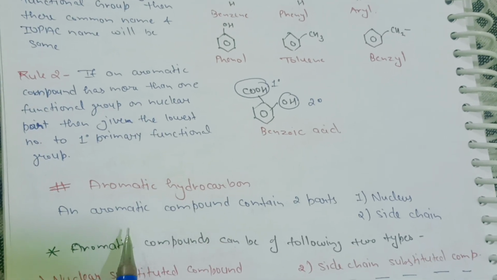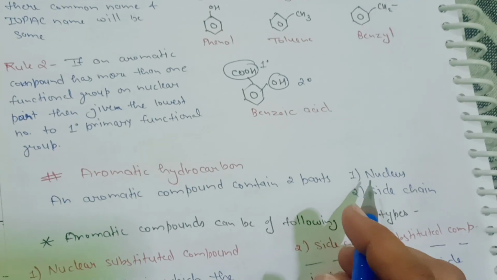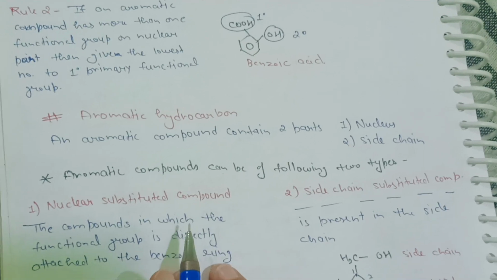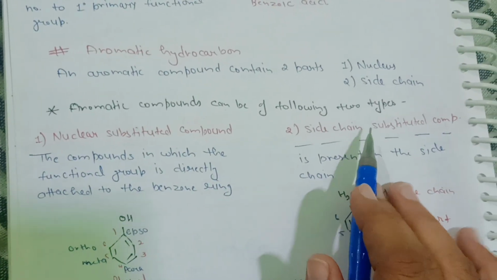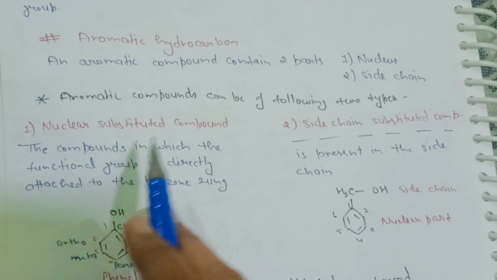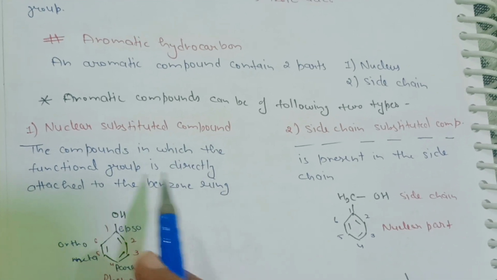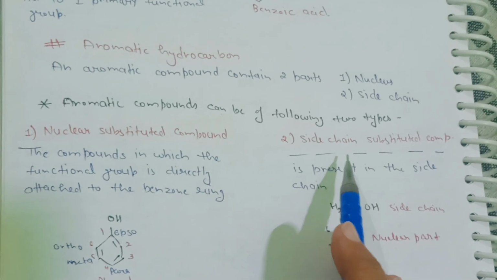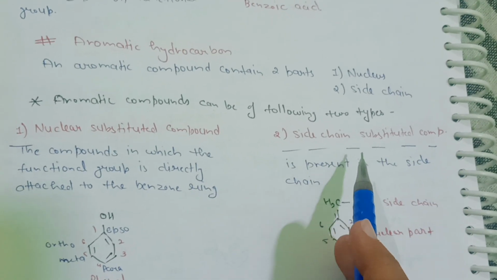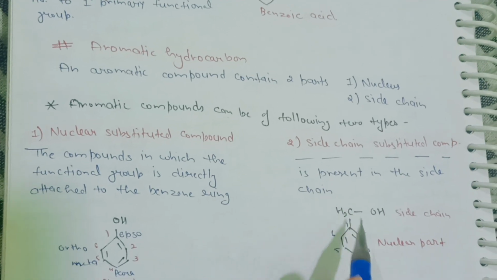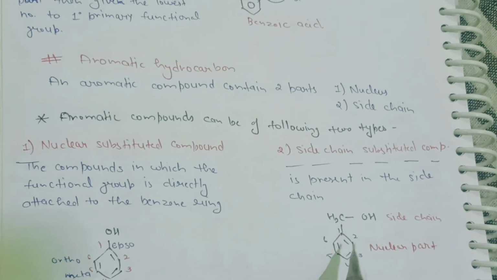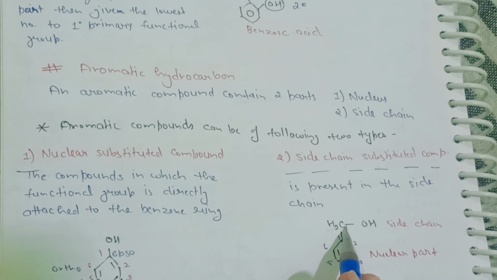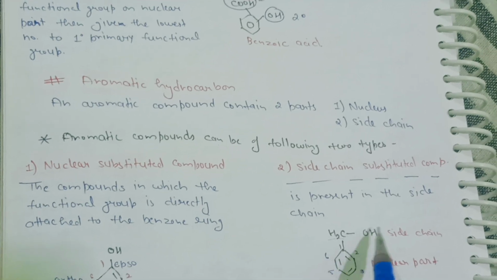Aromatic hydrocarbon. An aromatic compound contains 2 parts, nucleus and side chain. An aromatic compound can be of the following 2 types: nucleus substituted compound or side chain substituted compound. Nucleus substituted compound: the compound in which the functional group is directly attached to the benzene ring, like this. Side chain substituted compound: the compound in which the functional group is present in a side chain. For example, in this the functional group is attached to the side chain carbon, CH2OH. This is the nucleus part, this is the side chain.